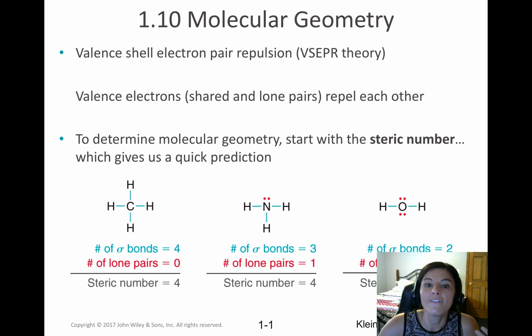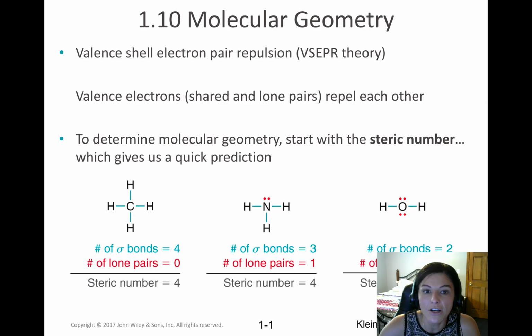Okay, so valence shell electron pair repulsion, or VSEPR theory, uses this principle to determine the molecular geometry of an atom based on how many bonds and how many lone pairs that atom has. Okay, so to determine the molecular geometry, we need to start with something called the steric number. And this is going to give us a quick prediction.